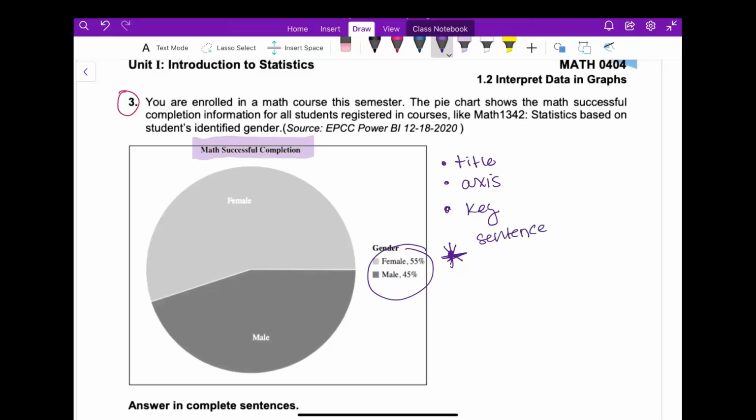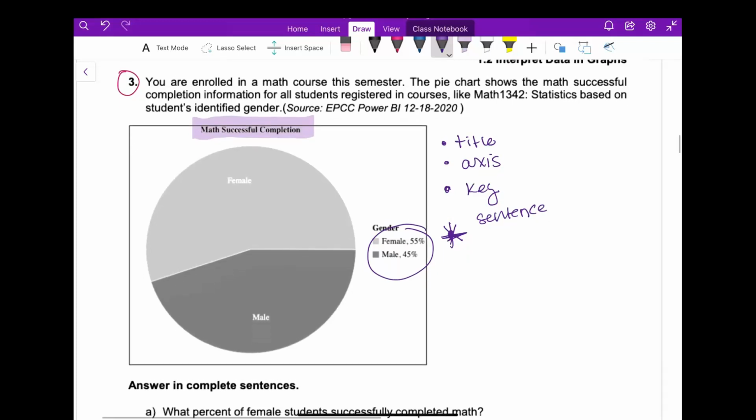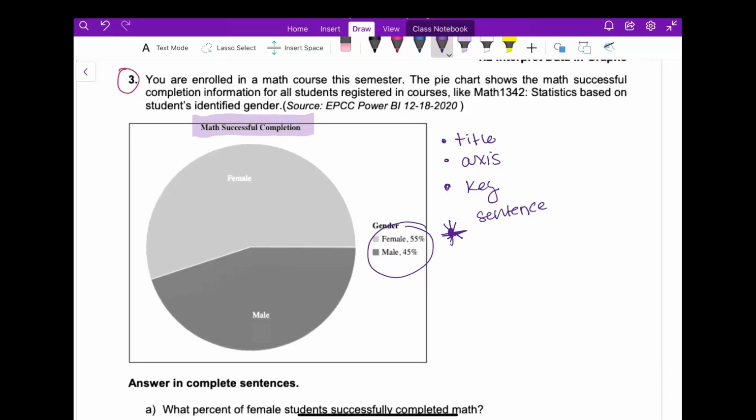So I'm going to go in here and I'm going to think, okay, this graph is about math successful completion. So those people who are successful, who are passing the class. And this is divided into gender. So we have females and males. So we have 55% of females and 45% are males that are passing this class. I feel that I'm ready to put my sentence together.